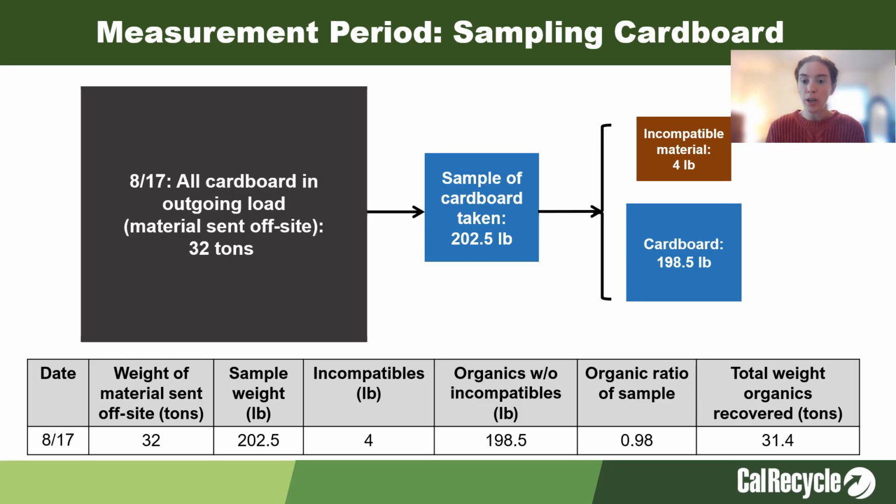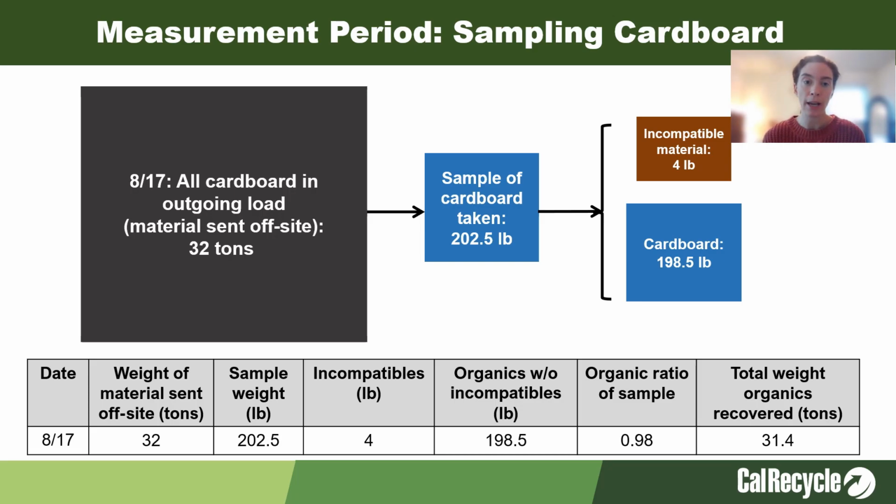With this information, we can figure out the organic ratio of the sample. We do that by dividing the weight of the organics without incompatibles, the 198.5 pounds of cardboard, by the sample weight, 202.5 pounds. That gives us our organic ratio of 0.98, which is 98%. That sample was 98% cardboard.